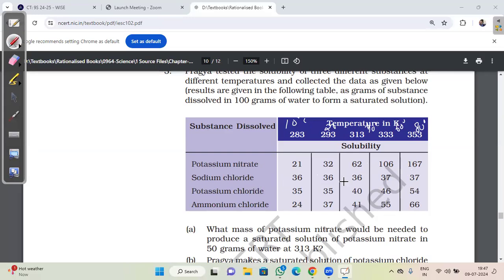Sodium chloride is 36, 36, 36, 37, 37. So you can see the solubility of sodium chloride is almost not changing. It's not variable. Potassium chloride solubility is 35, 35, 40, 46, 54. And ammonium chloride, the solubility is 24 and then goes up to 66. So on the basis of this data, we will have some questions.